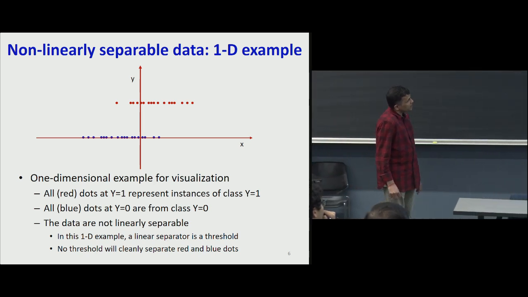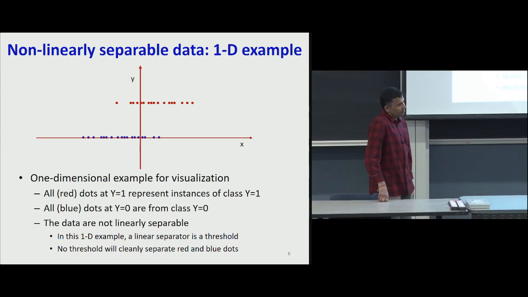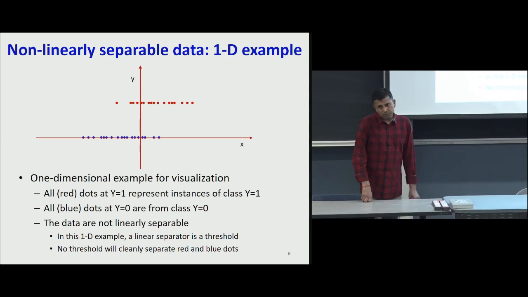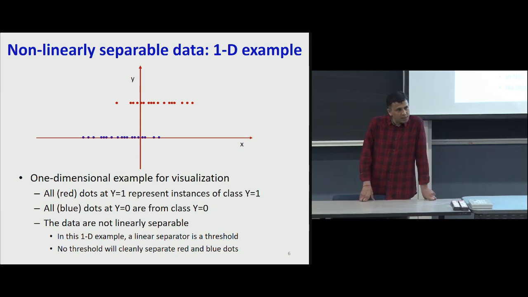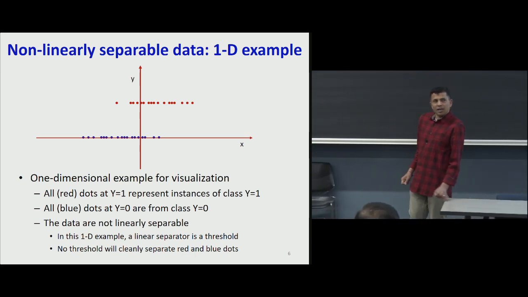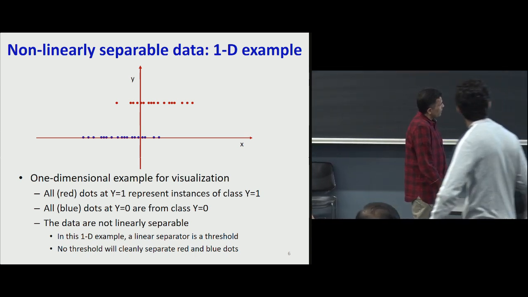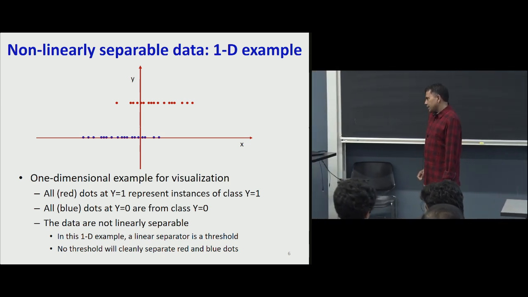In the one-dimensional case, which is easier to interpret, understand, here's what it's going to look like. You're trying to build a classifier between red and blue classes over here. Blue represents the class 0, red represents the class 1. Now, a linear classifier on one dimension is just a threshold. And as you can see, there is no threshold that's actually going to separate out the red from the blue over here. So the data are not linearly separable.